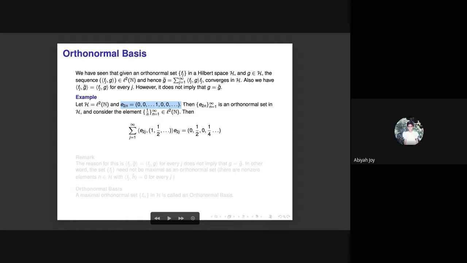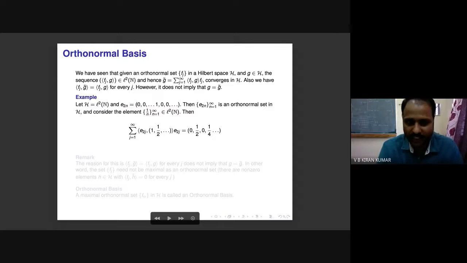Yes, sir. Okay. This is also an orthonormal set. Now you take the sequence 1 by n. This 1 by n is in L2. Then what happens? Let us form G tilde. What is G tilde now? Summation fj g. So g you take to be 1 by n. G is this sequence 1 by n.